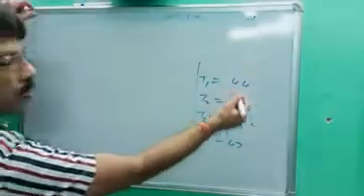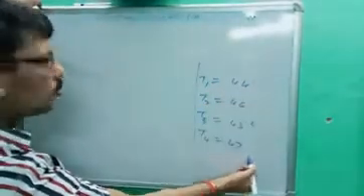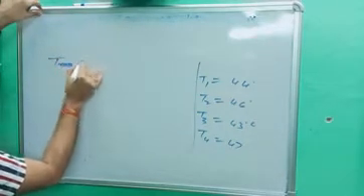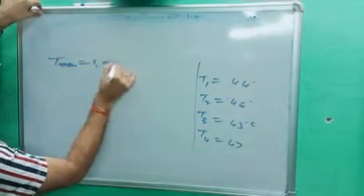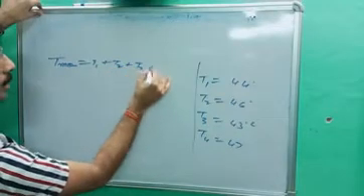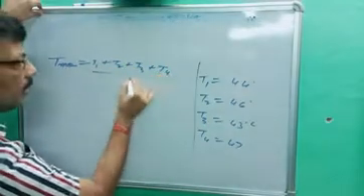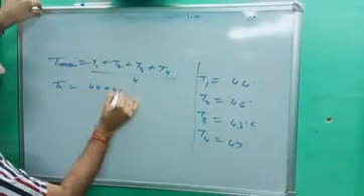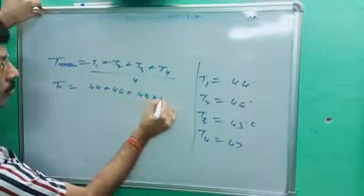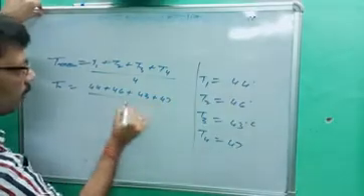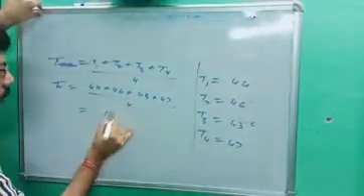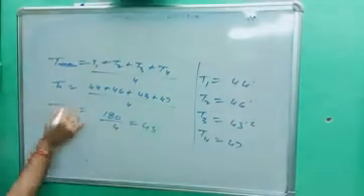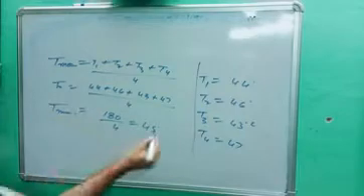So first we will find the real value, because all readings are different. First, T mean is equal to T1 plus T2 plus T3 plus T4 divided by 4. So T mean is equal to 44 plus 46 plus 43 plus 47 divided by 4. You will add them to get 180 upon 4, which is equal to 45 degrees. This is the real value for them.